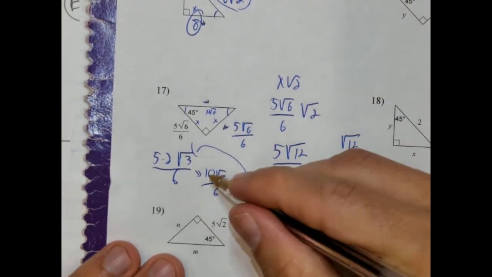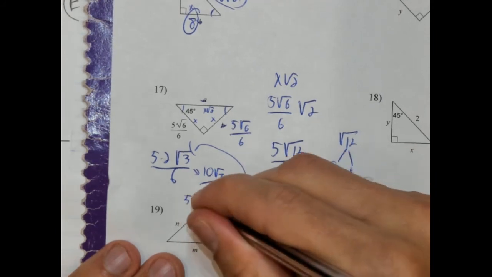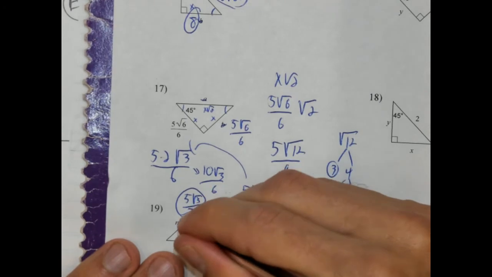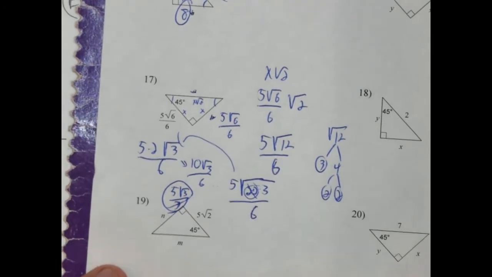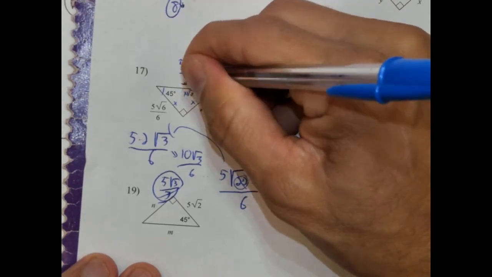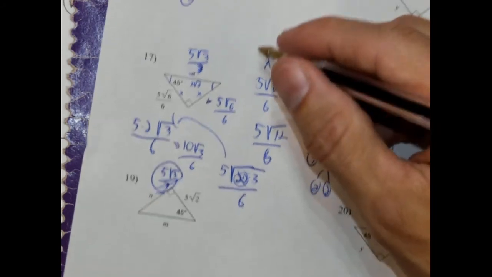And now we can simplify this because 10 and 6 are both divisible by 2, so this becomes 5, this becomes 3. So it'll be 5 radical 3 over 3, and that's it. That's a lot. Okay, that was a funky one. And that's our hypotenuse, 5 radical 3 over 3. And you can't simplify the 3's because this is a regular 3, this is a square root of 3.